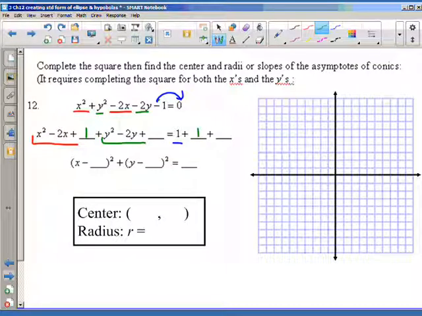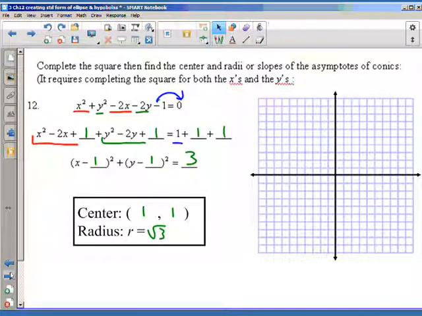Half of negative 1 again is negative 2... is negative 1, and squared is positive 1. We add that to both sides. And we have (x minus 1) squared plus (y minus 1) squared equals 3. And what this allows us to see is that we have a center of (1, 1) and a radius of square root of 3.